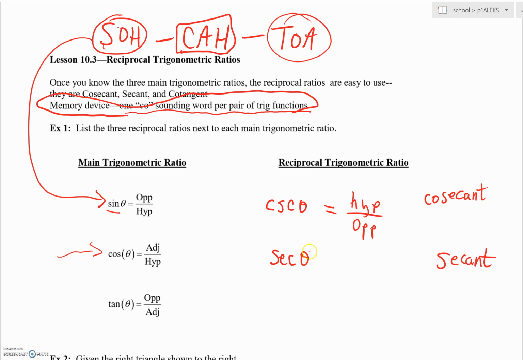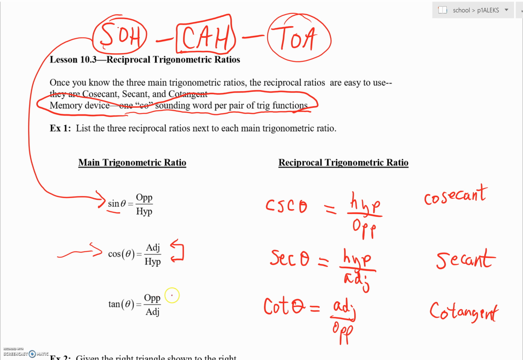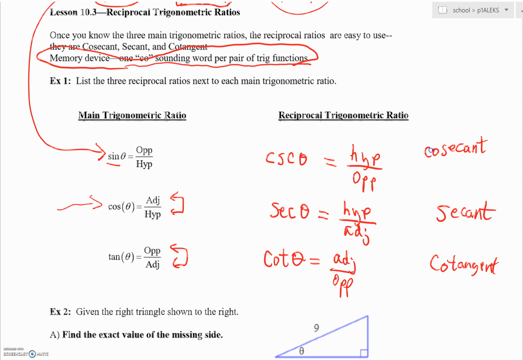So the secant, SEC of theta, well, what's the flip of adjacent over hypotenuse? If you took the reciprocal, you would get hypotenuse over adjacent. Finally, tangent is opposite over adjacent. We'd have cotangent. Cotangent is abbreviated as COT, the cotangent of theta. This reciprocal would be the adjacent over the opposite. So what we're doing is we're just flipping the numerator and the denominator, and we've got these reciprocal trig ratios.